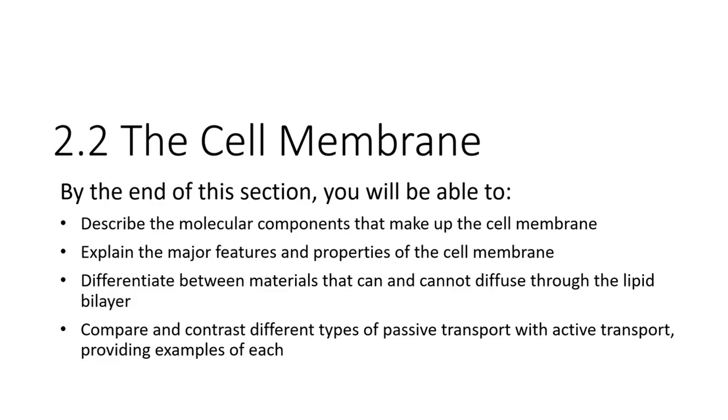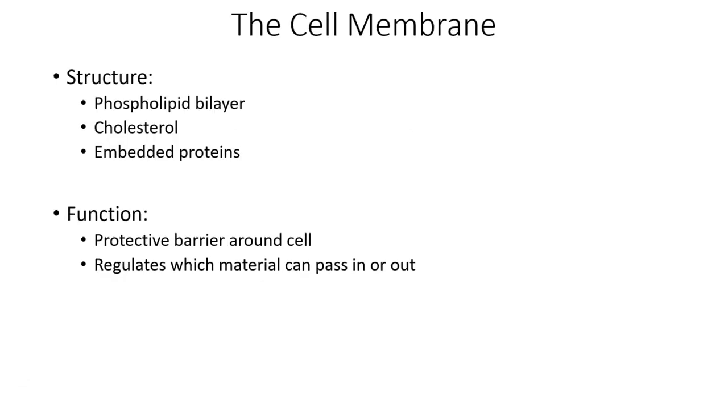So for the cell membrane, we are going to go into detail about the molecular components of the cell membrane, major features of that membrane, and then talk about materials that can and cannot pass through that lipid bilayer, and then different types of transportation that can move other substances that cannot diffuse through the membrane.